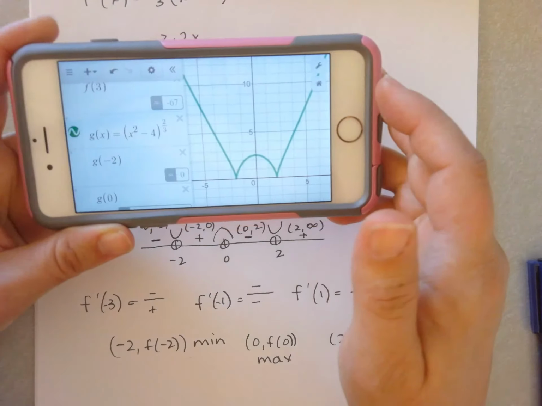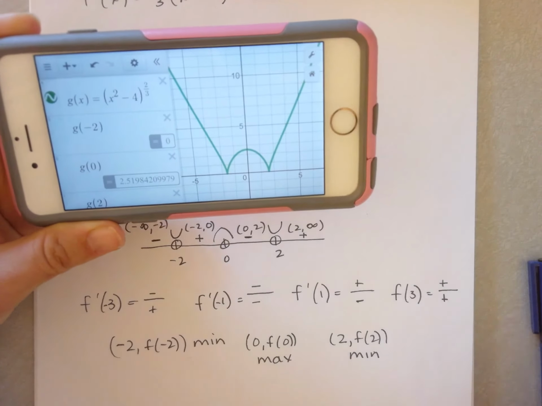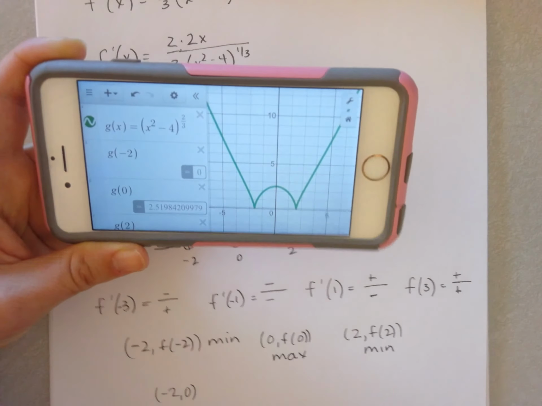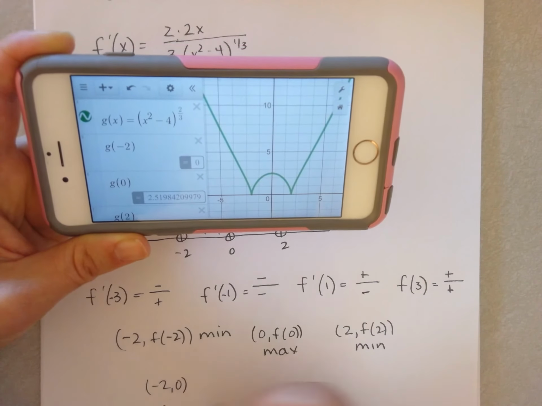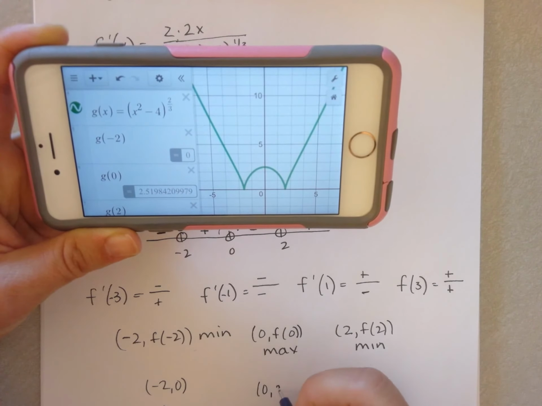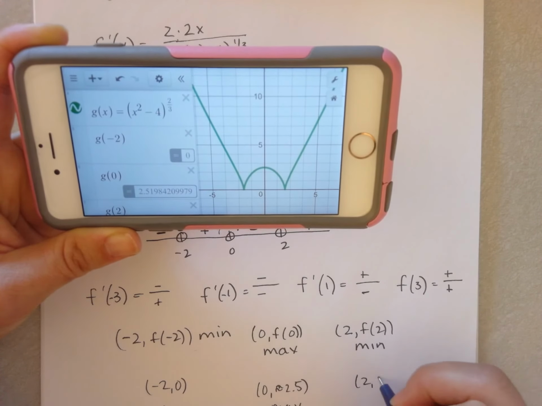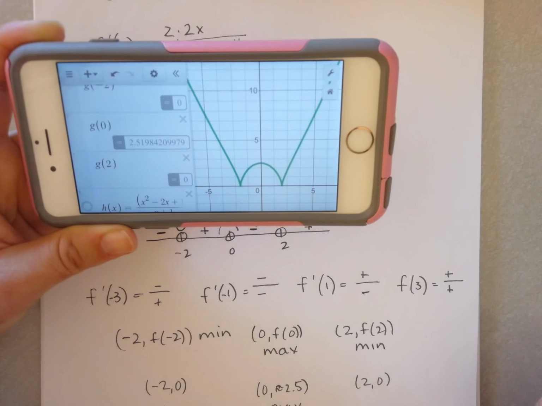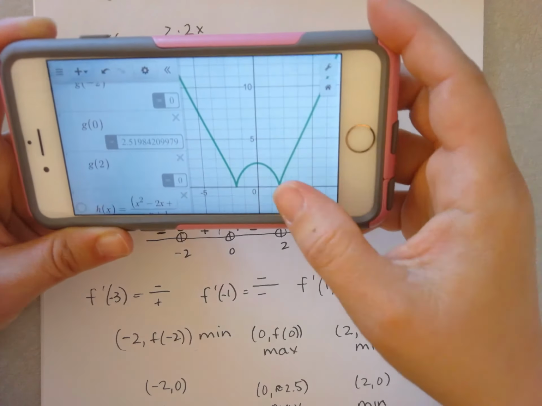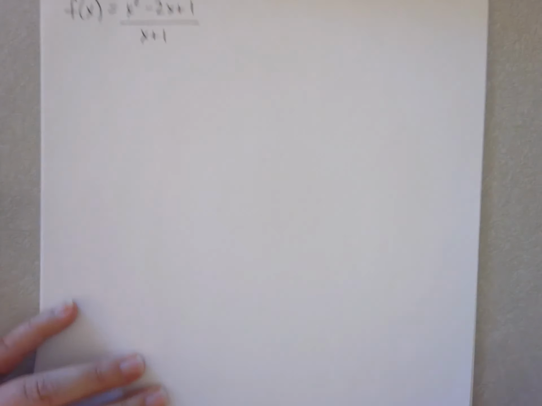And then you can also tell from the picture that f of -2 is 0. So I get -2, 0. That's my min. And then I get 0 and 2.5 approximately. And that's my max. And then I also get 2, 0 on the other side as well. Okay? So that's my picture. I just wanted to show you, the algebra matches up. All right. All right, moving on.